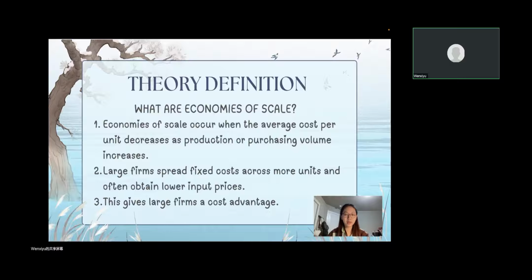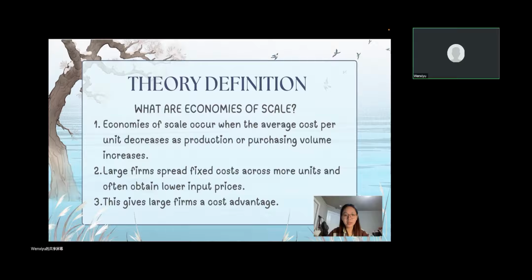Now let's talk about the economic theory. Economies of scale happen when the average cost per unit goes down as a company produces or purchases more goods. In simple terms, the bigger the scale of production, the lower the cost per unit becomes. There are two main reasons for this.